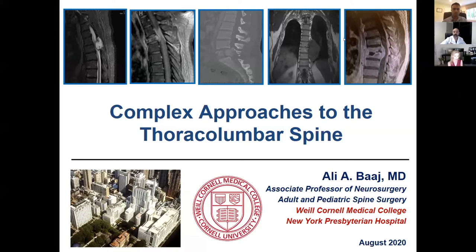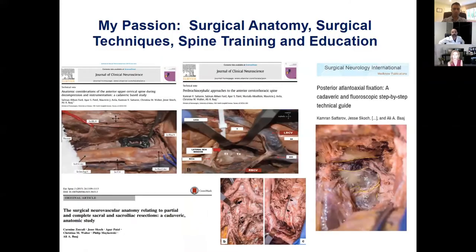So without further ado here, obviously for some of you who know me, some of my passions do involve surgical anatomy and training and education. That's why myself and several of our colleagues do this. So these are a few papers from a few years ago where we took some cadavers and did some surgical anatomic work, and I'll talk a little bit more about that at the end. But I'm hoping to share some of my experience with you guys.